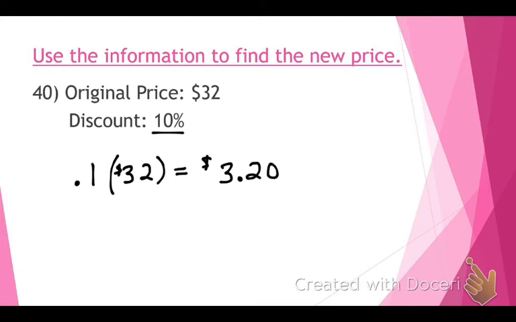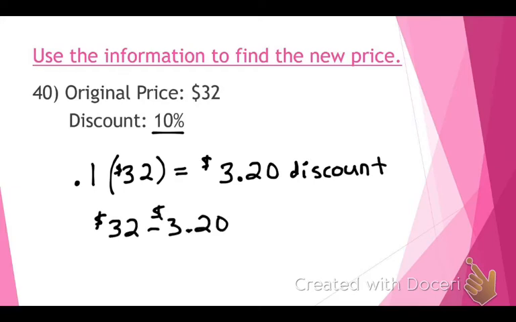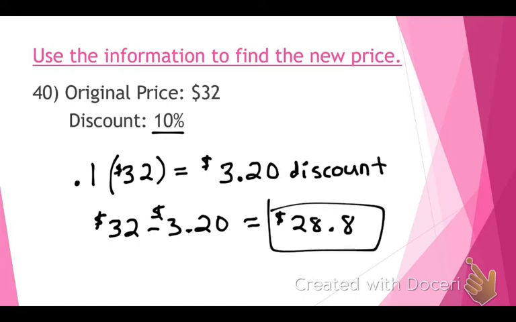$3.20. Is that my new price? No, that would be great, but this is just the discount, okay? So now that's not my new price. How do I figure out what to do? Subtract it from the original. So here's what I just saw as I walked around. I saw a lot of people who had come up with this. What is wrong with that? When you've got a dollar sign and decimal point, you have to make sure that there are always two numbers after that decimal point, okay? So the correct answer is $28.80.